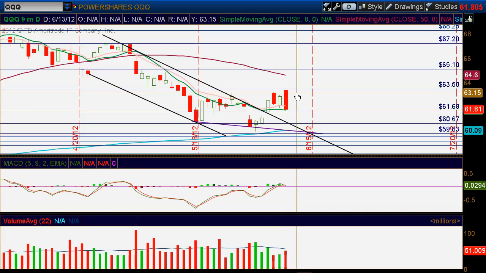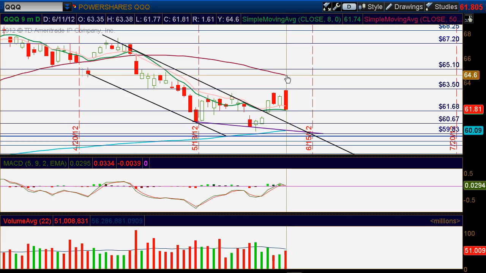If we do ever go higher and break through the 63.50 mark and then close the day above it, wow, we could have some more potential to the upside, at least to that next area of resistance up here, which is right at the 50-day moving average, at 64.60.